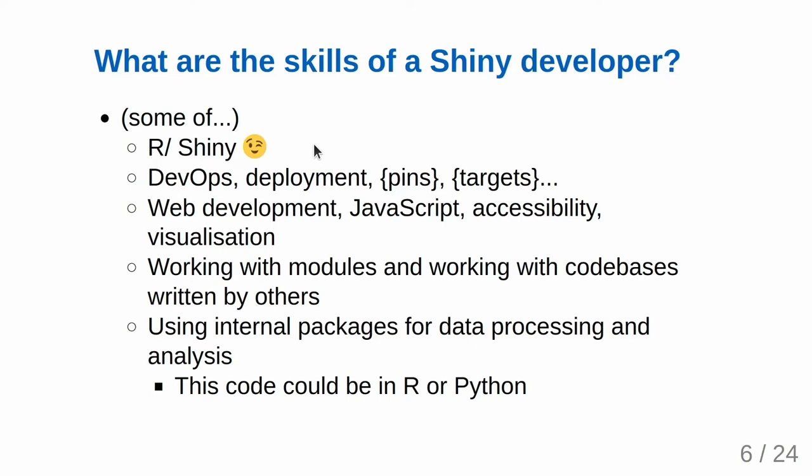So what do Shiny developers do? What are the skills of a Shiny developer? They are many and various, and they probably won't have all of these skills. Obviously R and Shiny. There's an awful lot just in that. But there'd be things like DevOps and getting things into deployment, using data with things like pins and targets. The language of the web: HTML, CSS, JavaScript, visualizations, accessibility, modularization, working with different code bases. And also using internal data packages or packages from across the organisation for different types of analysis, bringing it all together.